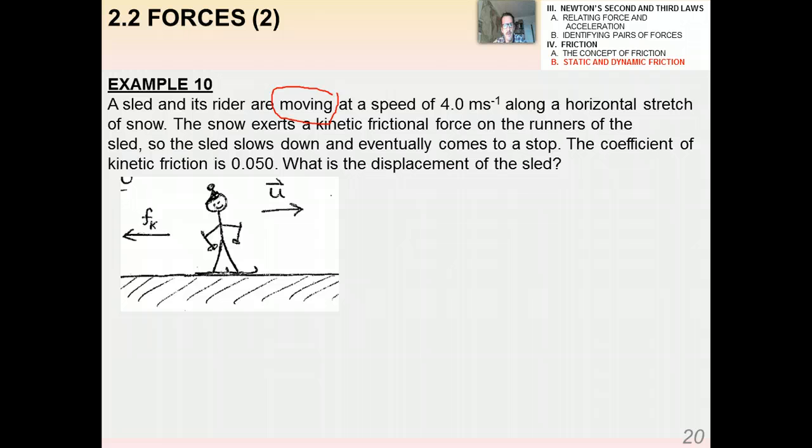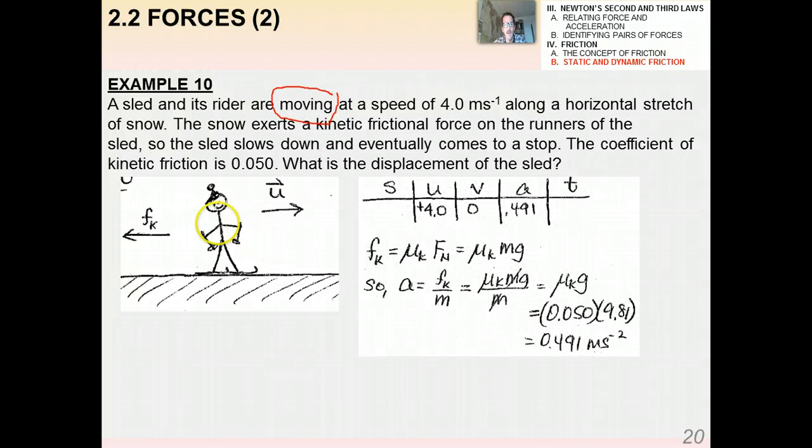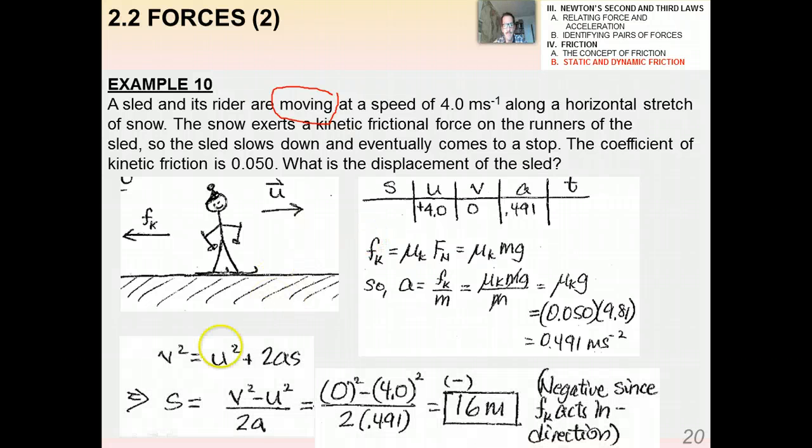Actually, this is a skier. Sorry, I guess I drew that wrong. Anyway, skier, same physics. So here's my SUVAT table. I have that the acceleration of the skier, or the sled and its rider, is 0.491 meters per second squared. Now, using the third equation of kinematics, I can figure out that the displacement of the sled, or the skier in this case, is 16 meters.